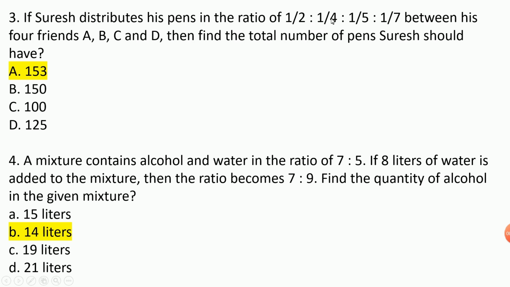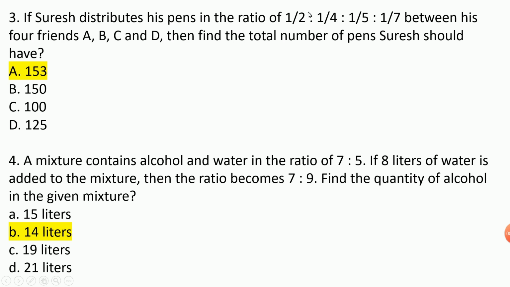So 1 by 2, 1 is to 1 by 4 in this ratio, Suresh has given pens to his 4 friends. So that means what would have been the total number of pens. So here everything is in unit fractions. So take the LCM for all these 4, you would get 140. So now convert each fraction to the denominator of 140.